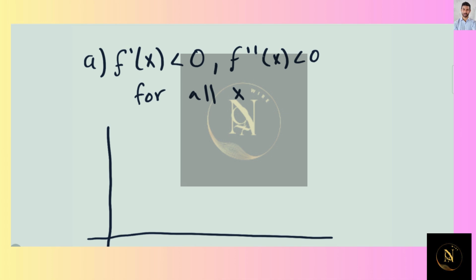And since we know that the second derivative of x is less than 0, we also know that we are concave down for the entirety of our function. The second derivative tells us about concavity, and the first derivative tells us about the slope, or whether we're increasing or decreasing. And so what we want to do is draw a graph that is both concave down and decreasing for all of its domain.